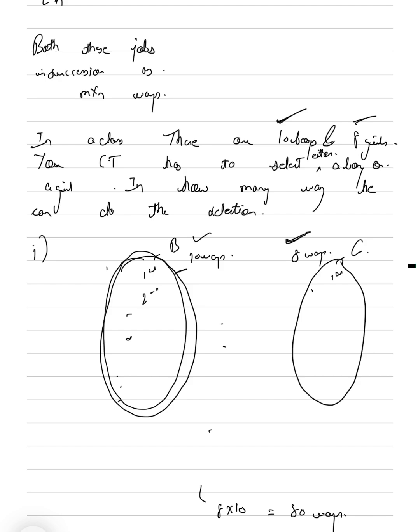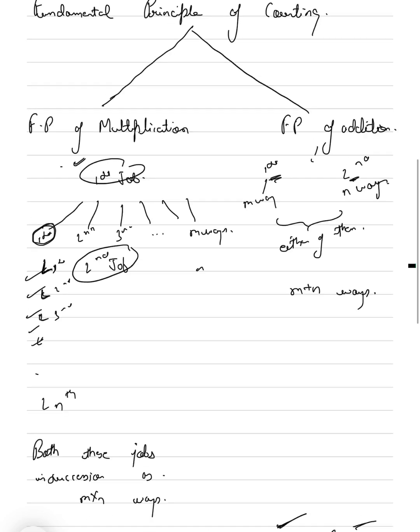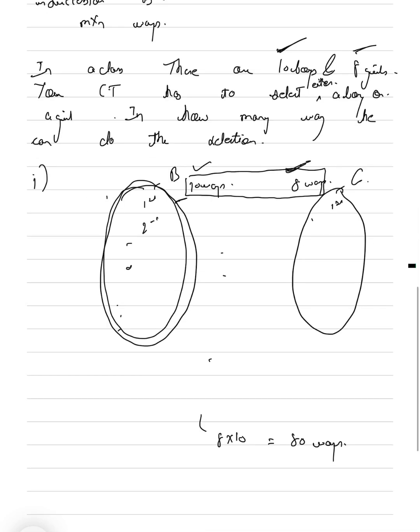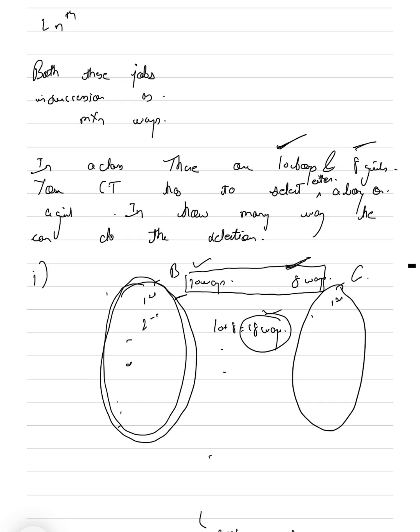Okay, he can't perform both these jobs simultaneously. So this is the case of your fundamental principle of addition. This is going to be equal to 10 plus 8 is equal to 18 ways. I think I made my point here clear. Okay, so this is one of the most important concepts in mathematics of class 11, the fundamental principle of addition and multiplication.